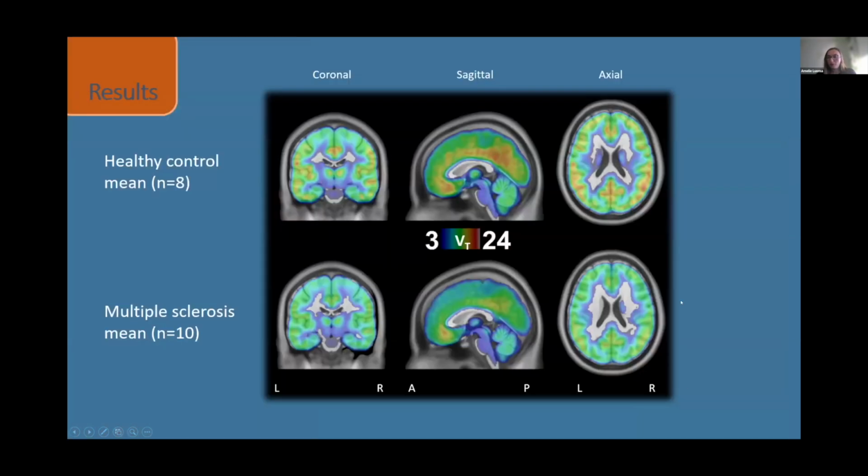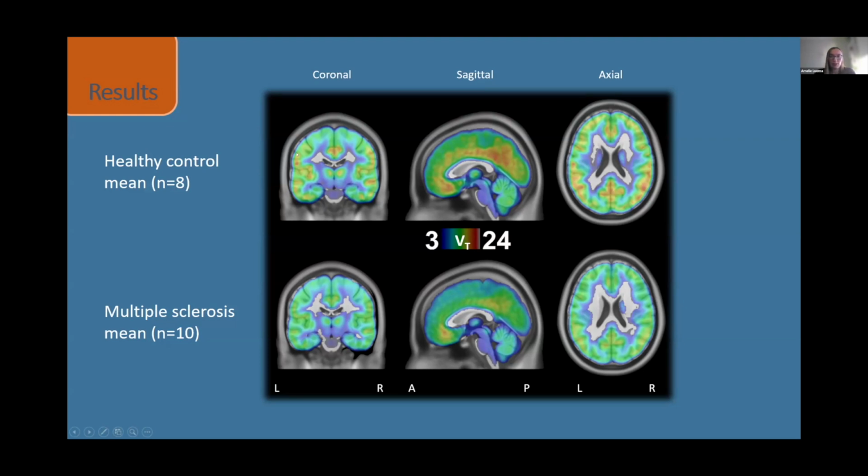Okay, so after a lot of processing and reconstruction, we eventually ended up with these beautiful pictures here. What you can see here is in the background, we have the MRI, and on top of that, we have the PET image. So the colorful one is the PET image. And in fact, you don't see individual subjects here, but what we see is the mean images of the two groups. In the upper row, we have the mean image of the healthy control group, and in the lower row, we have the multiple sclerosis mean images.